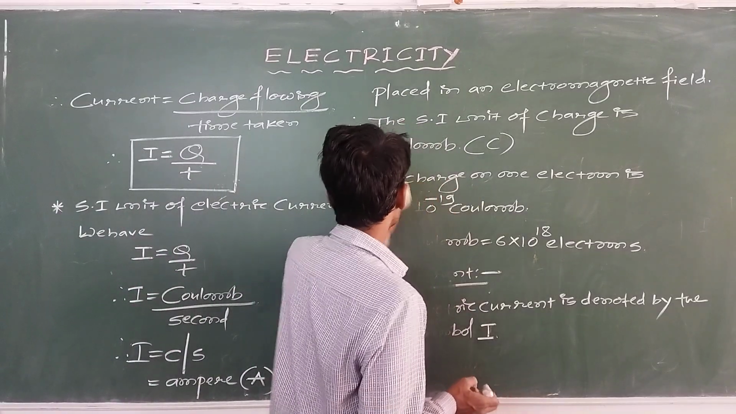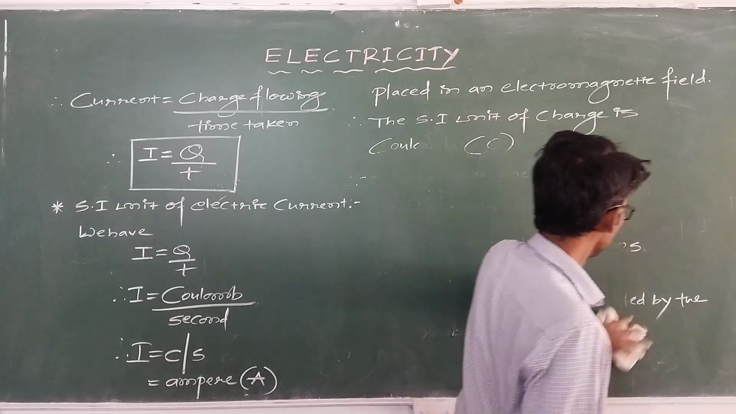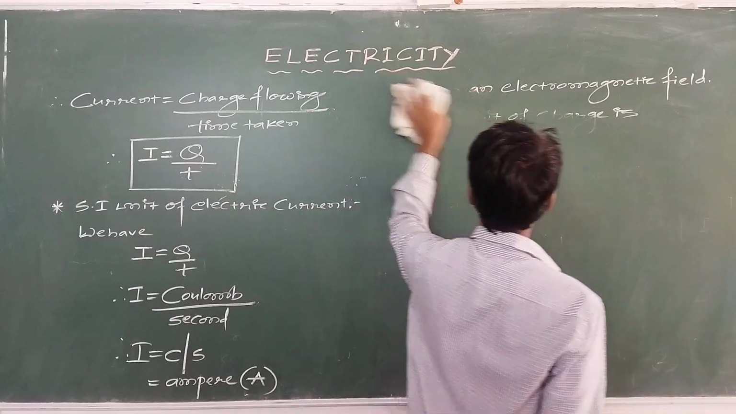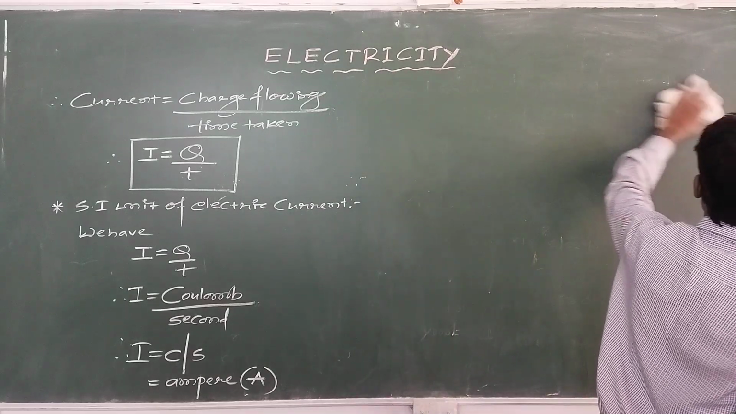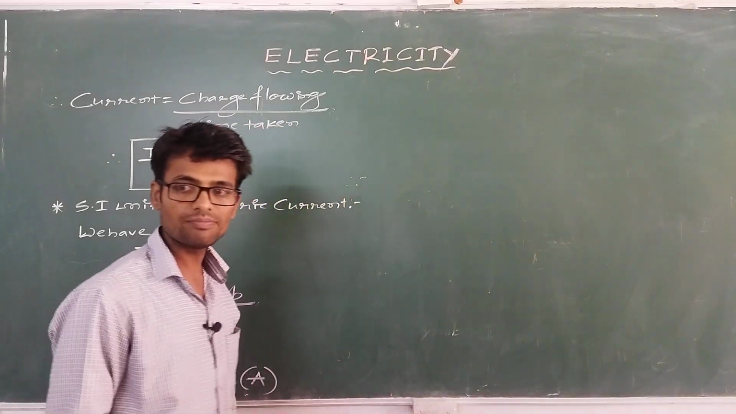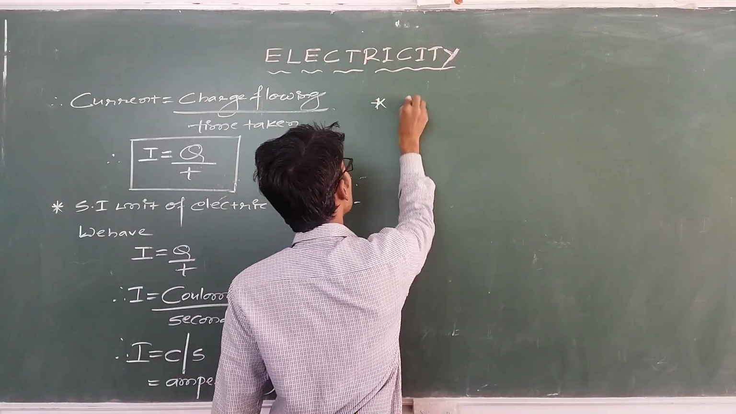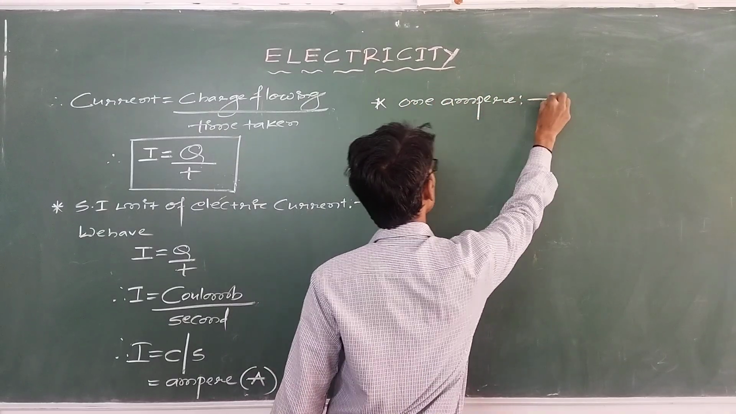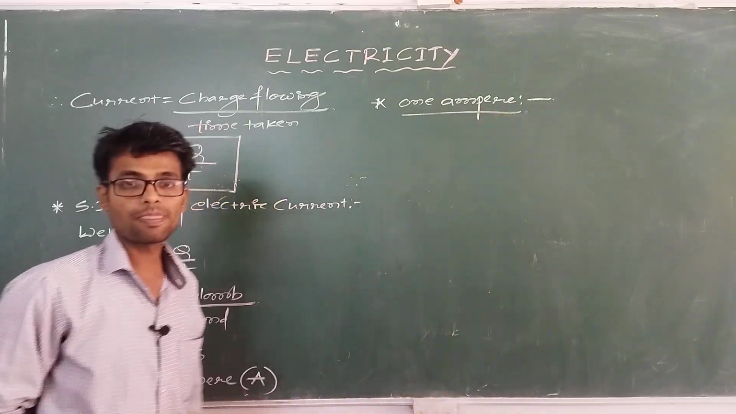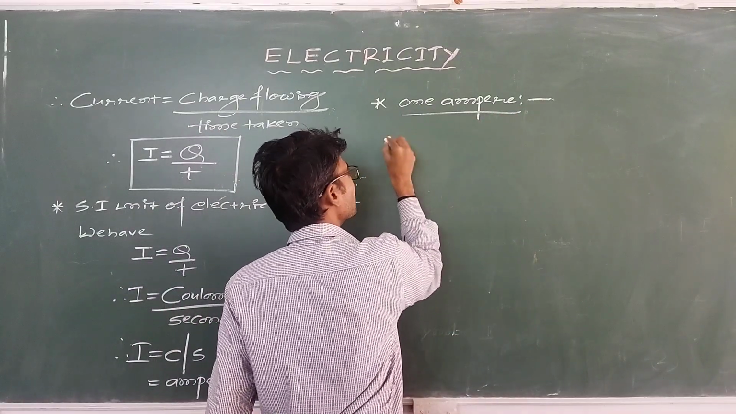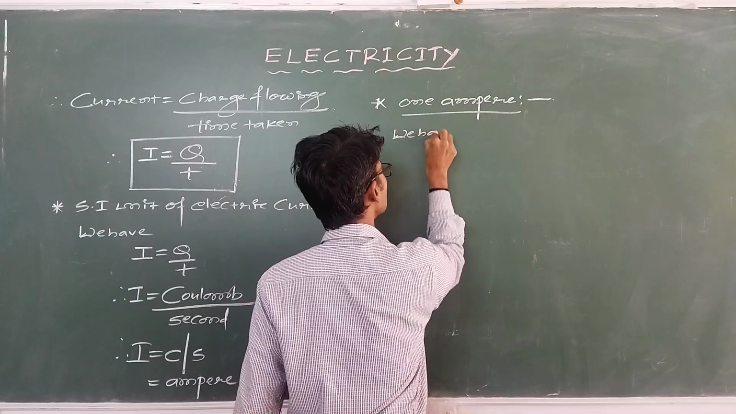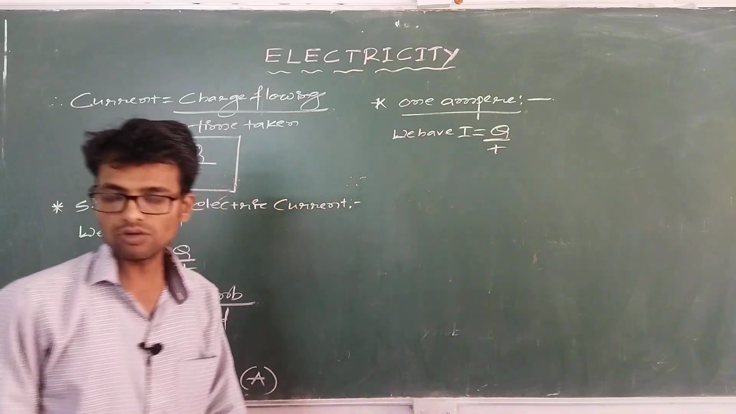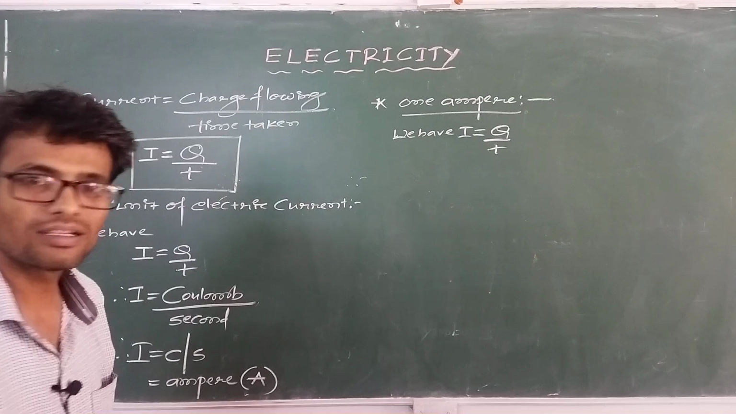So you remember, the SI unit of electric current is ampere. After this, some values which are related to ampere. But before going to those values, first we go for the definition of 1 ampere. I will take the formula: I equal to Q by T is the formula of electric current.